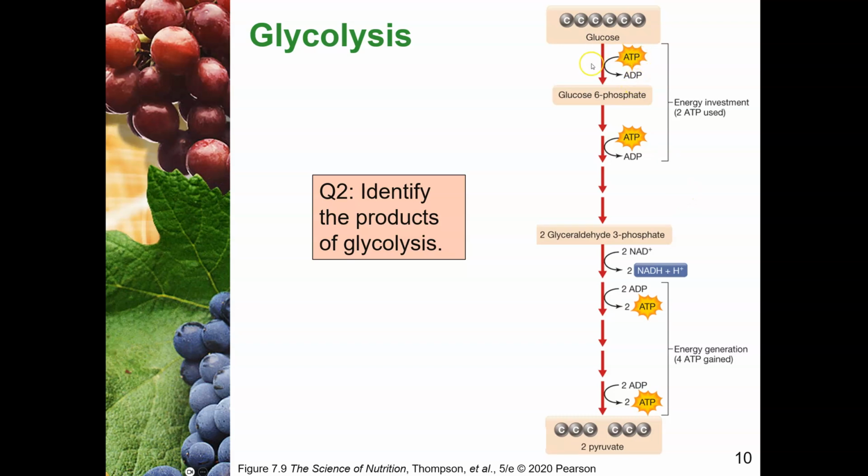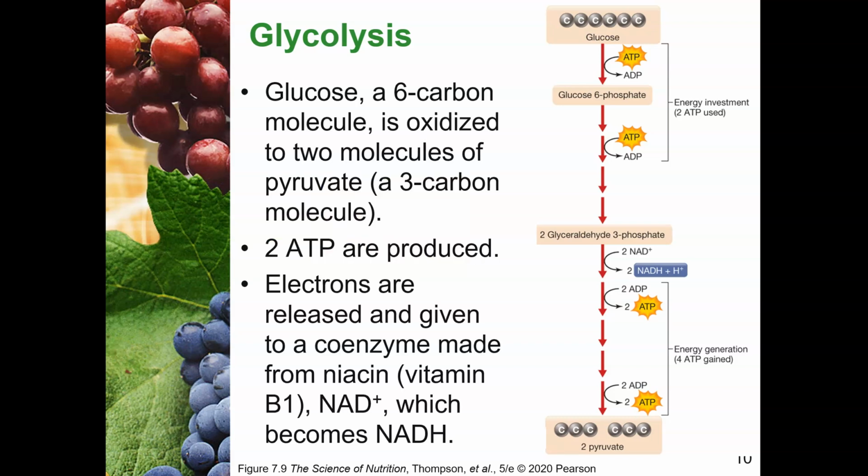And you can also see that we're spending 2 ATPs, but we get back 4 ATPs. So another product is 2 ATPs. So the answer to this question, what are the products of glycolysis? Well, glucose goes in, 6 carbons, 2 pyruvates come out, we get 2 NADHs and 2 ATPs. So those are the products. So I think I've said this already.